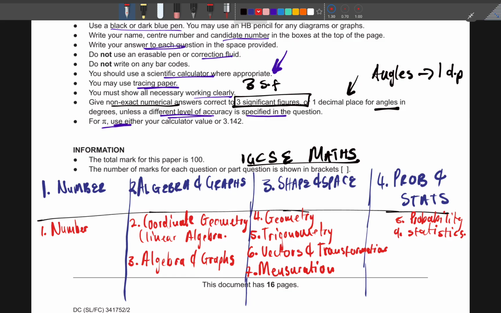Linear sequence, quadratic sequence. These things are coming in algebra and graphs. Then what do we have? Geometry. In geometry, what are we talking about? Angles, angles, angles. But we don't talk about angles from a triangle. Angles in a triangle, we learn about them in the next topic, which is trig.